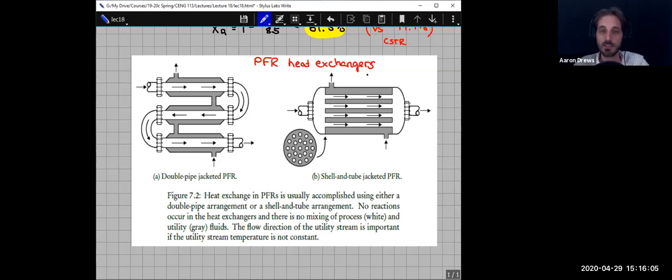For a CSTR, the heat exchangers came in one of two forms. If my head is the CSTR, we would wrap my head in basically a blanket and then flow water through it in order to cool it, or flow steam through it in order to heat it. Or we might stick a straw in, spiral it around and bring it back out, and then pump a fluid through the inside of the straw. That could be one way. We don't often do that with PFRs. We can jacket a PFR.